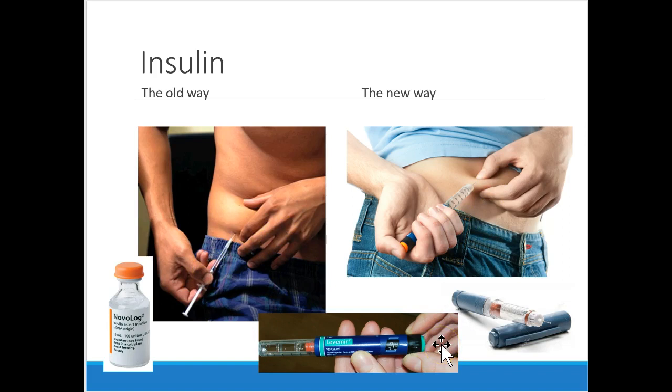And pens usually have a max. I think most of them max out at 60 or 80, so you can only inject so many units with each twist of the pen, which can be nice from a safety perspective, but also challenging if you have patients who are on really high doses of insulin. They might have to do multiple injections a day. But most insulins now come in pen form, and that's the most common way we see it done.